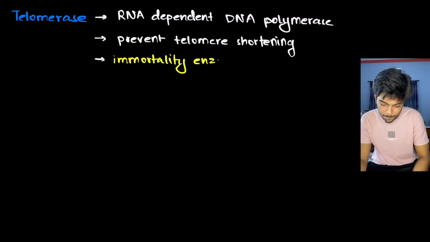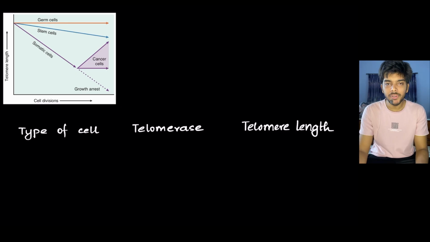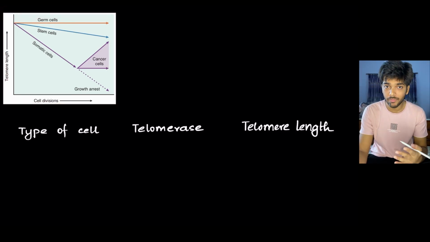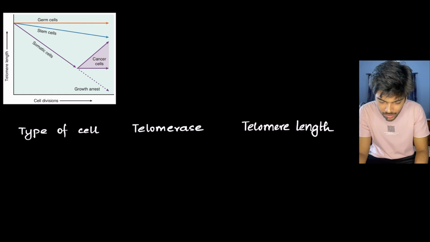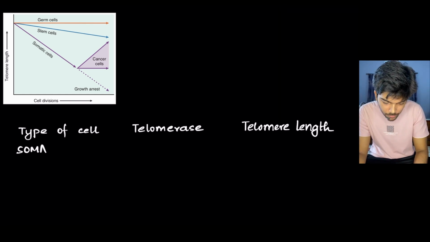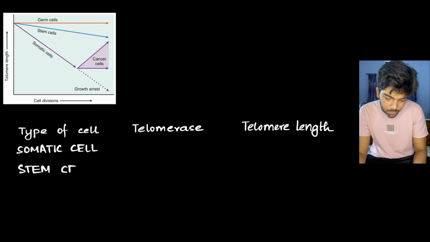Okay. In Robbins, a graph has been given in order to compare telomerase activity of 4 different types of cells, and they are number 1, the somatic cell, number 2, stem cell, number 3, germ cell, and number 4, cancer cell.